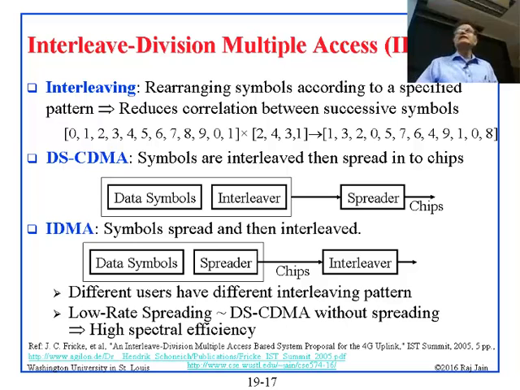No, see, in this case it is not optional. In DS-CDMA, direct sequence CDMA, if you don't have a spreader, you can't do anything. Everybody will collide. In IDMA it is optional.